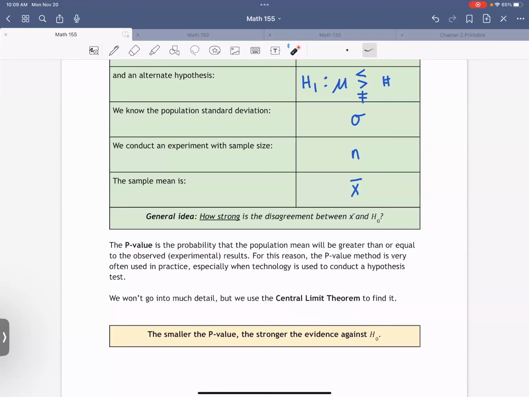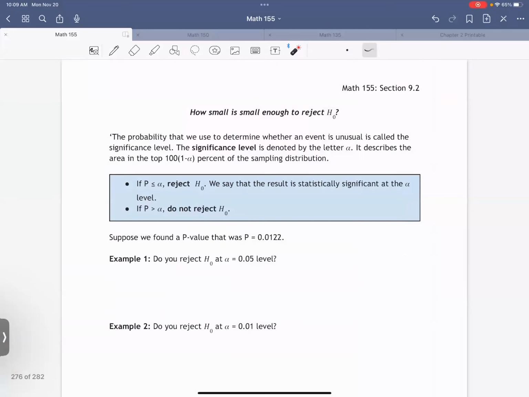Now, the smaller the p-value is, the stronger evidence we have to reject the null hypothesis. So if P is really small, we can reject the null hypothesis. If P is kind of big, then we can't reject the null hypothesis. And that might be confusing at first. I think doing some examples will help you see what's actually going on.